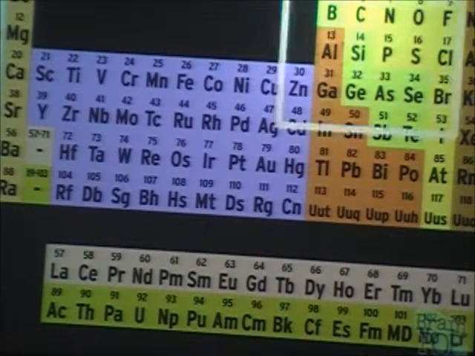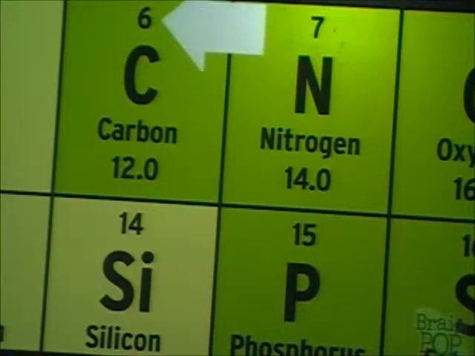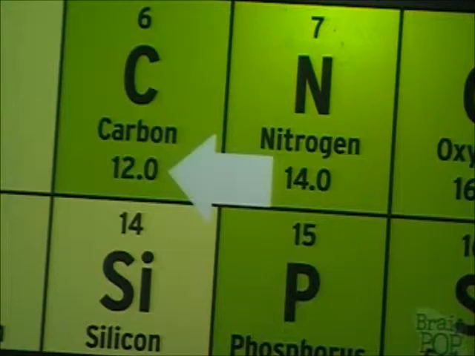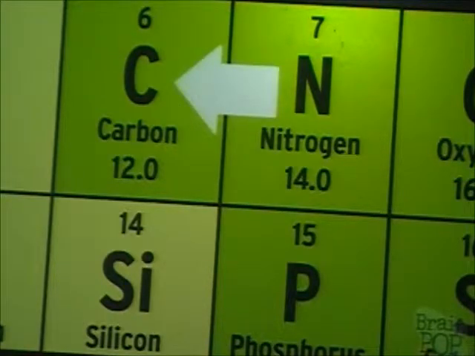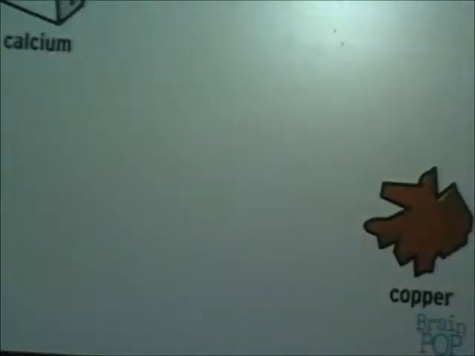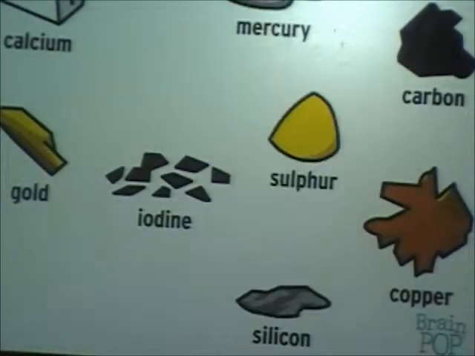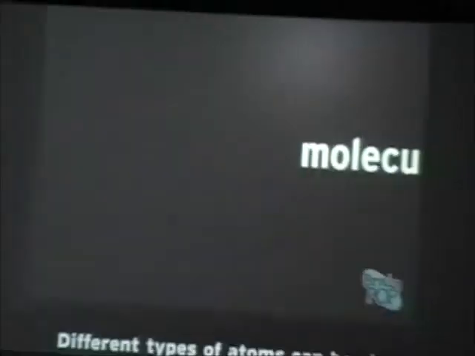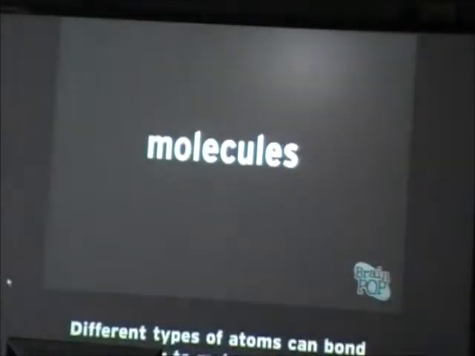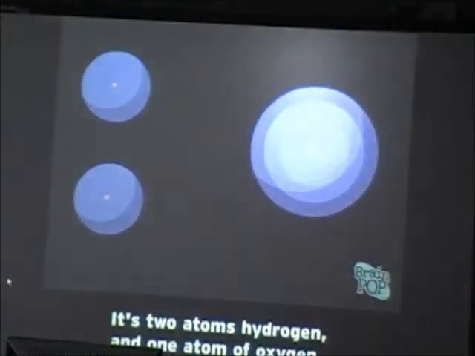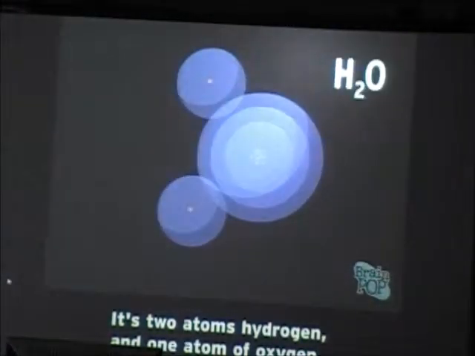On the periodic table, atoms are organized by their atomic number, which is really their number of protons, or electrons. You can also find the atomic mass here, as well as the element's symbol. I kind of think it's amazing that the difference of a few little protons, electrons, and neutrons can produce such a variety of elements with completely different properties. Different types of atoms can bond together to make molecules. Water is a molecule. It's 2 atoms of hydrogen and 1 atom of oxygen, or H2O for short.